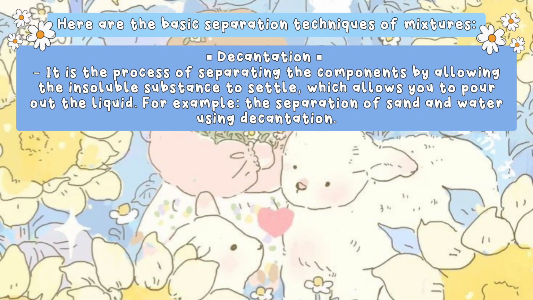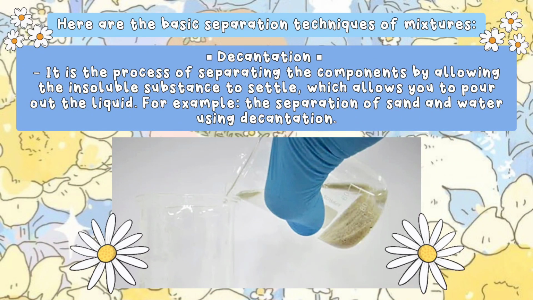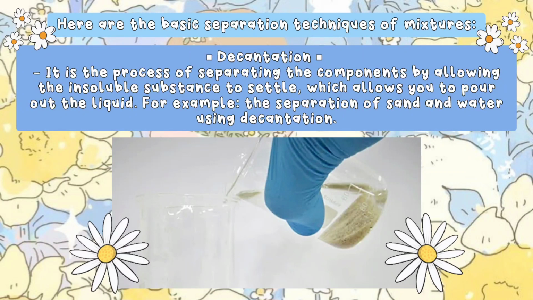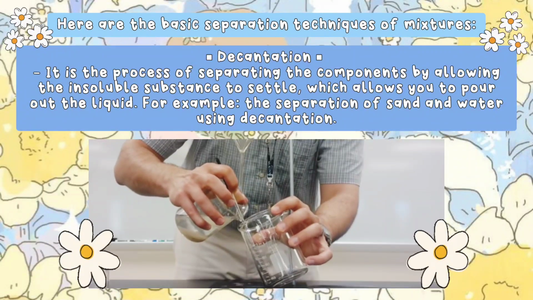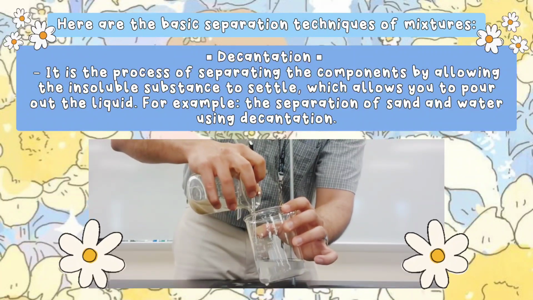Decantation. It is the process of separating the components by allowing the insoluble substance to settle, which allows you to pour out the liquid. For example, the separation of sand and water using decantation.